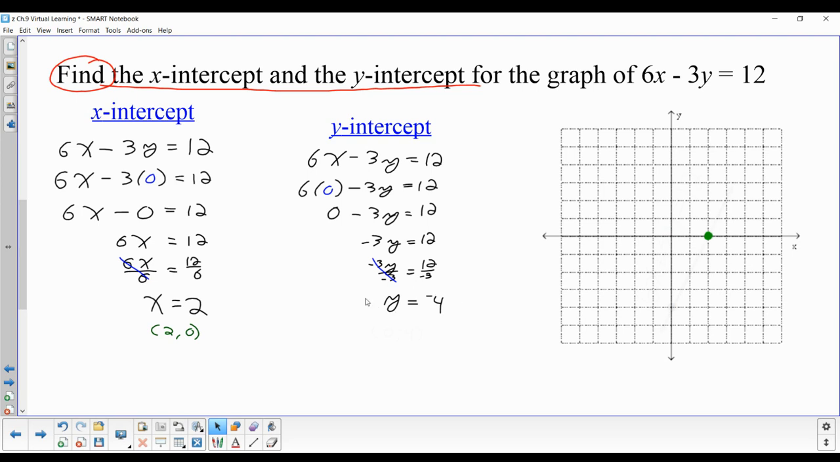The y-intercept is negative 4. It is at the ordered pair 0, negative 4. So I'll go to the origin. 0 means right, left, 0. Negative 4 means down, 1, 2, 3, 4, and put a dot.